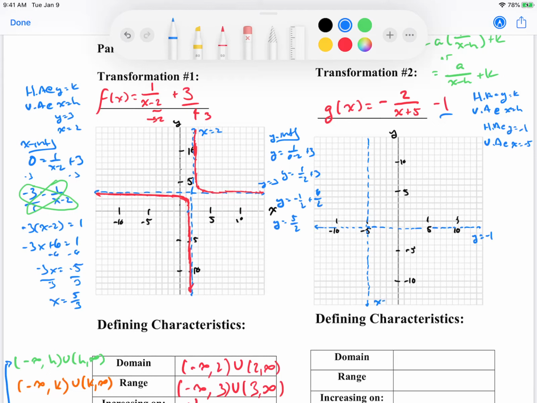So now we actually already know what the horizontal and vertical asymptotes are. We know that the horizontal asymptote was at y is equal to -1. And we know the vertical asymptote is at x is equal to -5. And so that's everything that we know so far. So now we need to figure out the domain, range, increasing, decreasing, and then what my intercepts are.